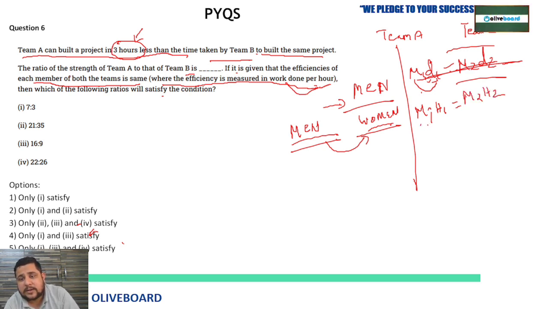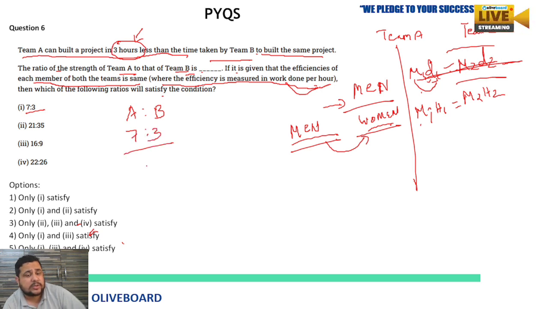So M1 is not given. That ratio we have to take from the options, because they are asking us the ratio of strength of team A and team B. So we will go through the possible ratios which will satisfy the condition. 7 is to 3 means team A is to team B, 7 ratio 3. Here no numbers are given, so we can easily assume as per the ratio 7 members from team A, 3 members from team B.